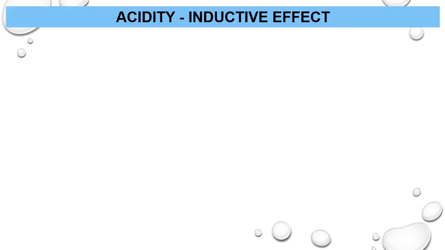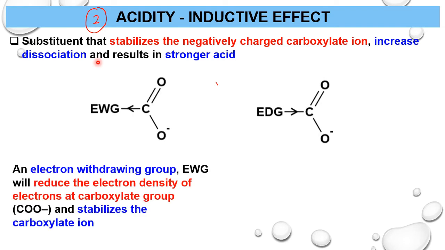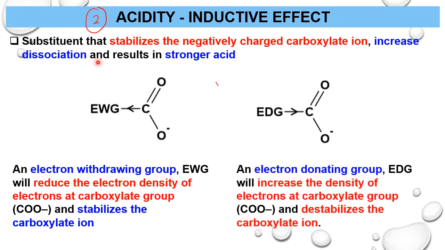Okay, so masih lagi dalam acidity tapi sekarang ni kita tengok faktor yang mempengaruhi acidity yang kedua, which is inductive effect. So what is actually inductive effect? Substituent that stabilizes the negatively charged carboxylate ion will increase dissociation and result in a stronger acid. So in other words, inductive effect ni adalah, kalau sebelum ni kita cerita tentang electron withdrawing group dan juga electron donating group. Kita ada dua dekat sini.